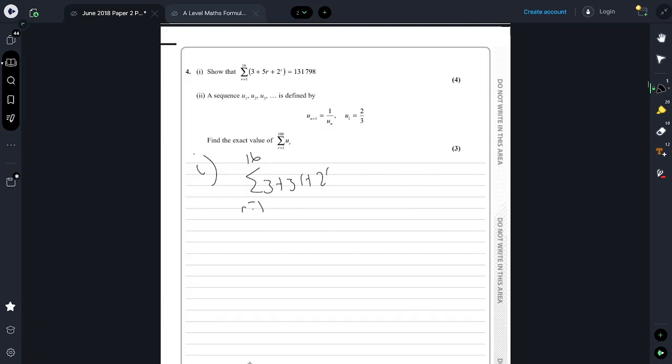Like a weird S symbol for sum. Okay, it's sigma. That's what it's called. You should be aware of that. So there are multiple ways of doing it, really.